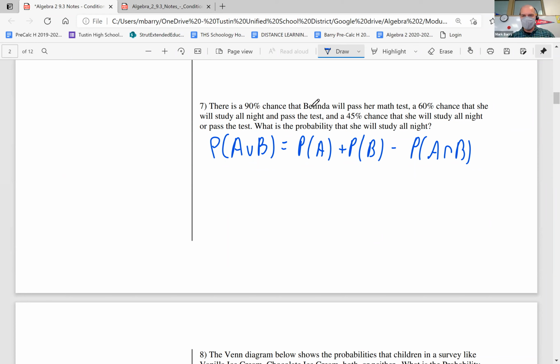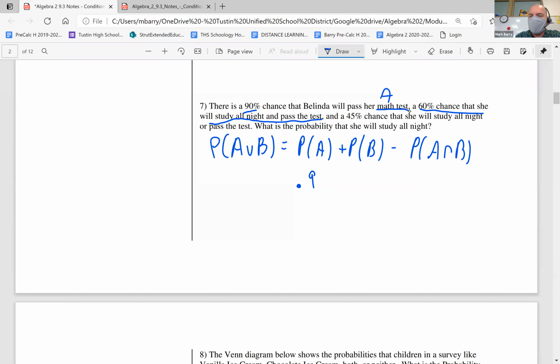For this one, it says there's a 90% chance that Belinda will pass her math test. Let's call the math test event A. It doesn't really matter which one you call A, as long as you know what it is. So the probability of A would be 0.9, because she has a 90% chance of passing her math test.